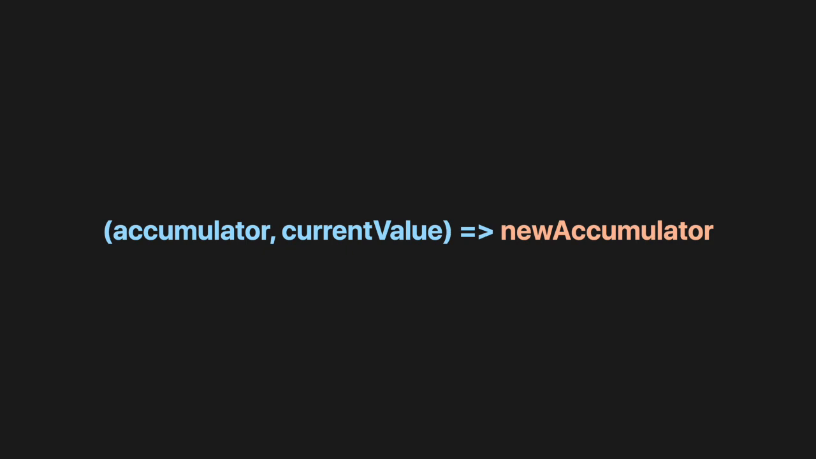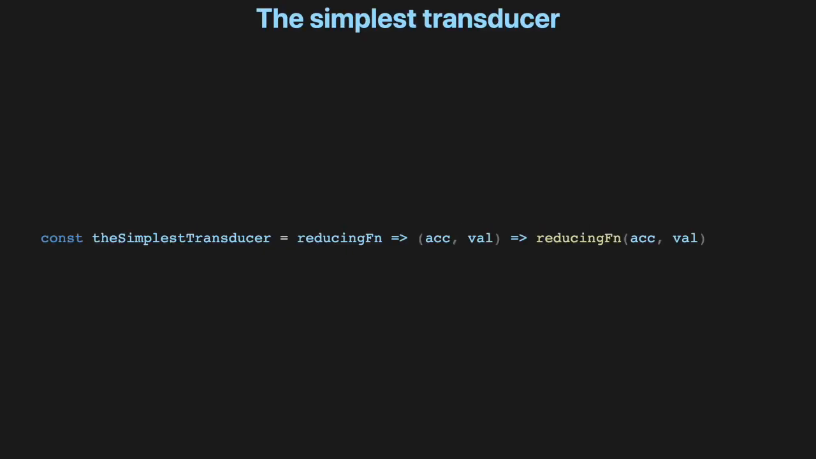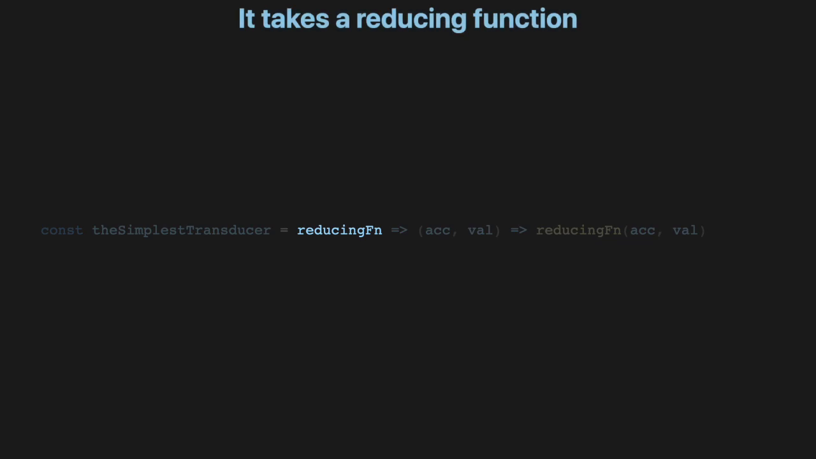The entire job of a reducing function is to make a new accumulator. Okay, here is the simplest transducer that you could ever write. It's essentially a no-op. It really is just a wrapper around the reducing function that's passed in. Let's step through the code.